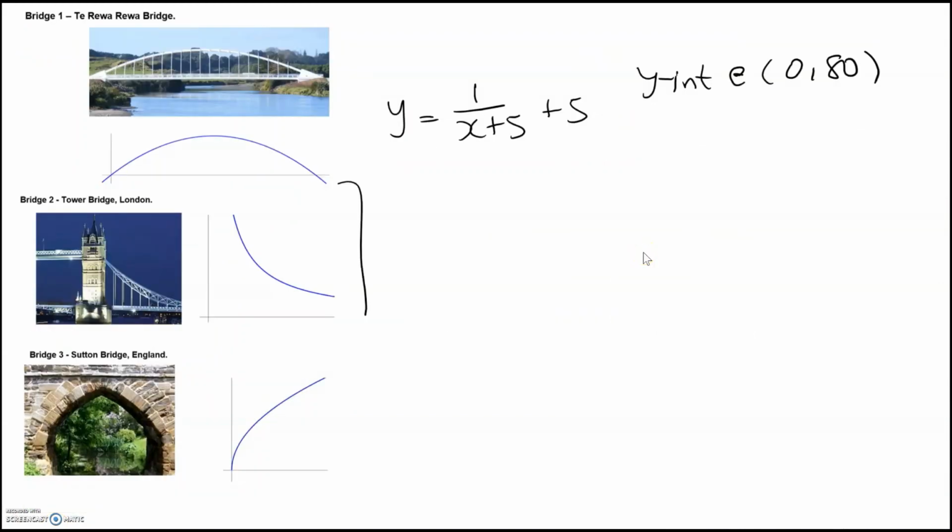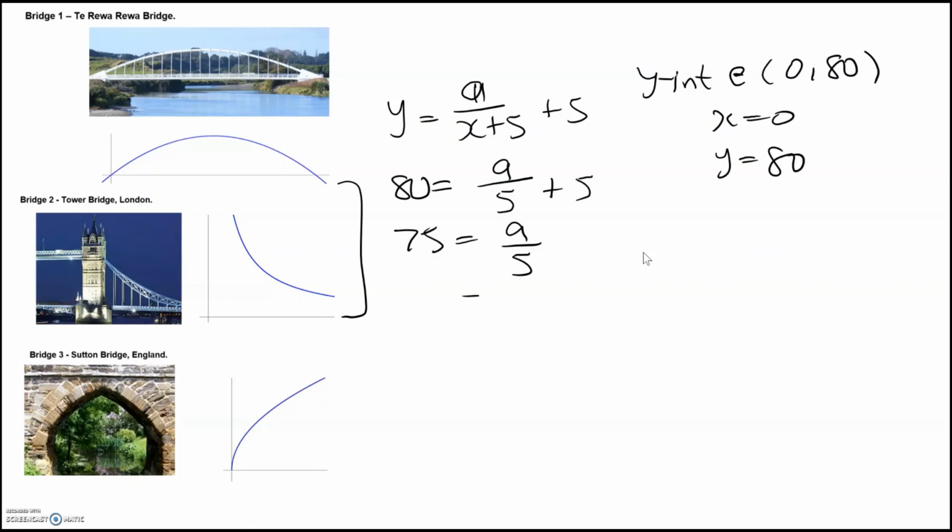Okay, guys, so we're on our London Bridge example, and I've got the formula that we came up with. 1 divided by x plus 5, and then we're going to add 5 to that. That was based on the asymptotes, and I've also written down a point on the y-intercept, and that was 0,80. So at that point there, x will be 0 and y will be 80. We're going to substitute those into our equation to try to come up with an approximate a value, which would be up the top. So y, 80, is equal to a divided by 0 plus 5, which comes to 5, plus 5. So that makes 75 is equal to a divided by 5.